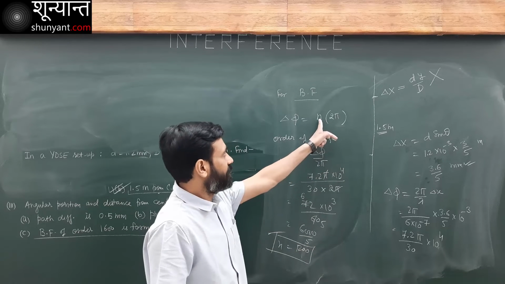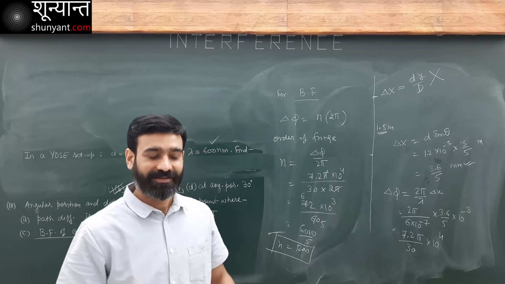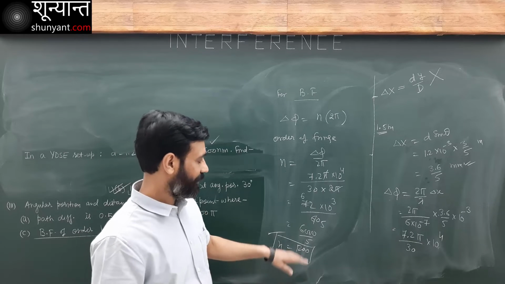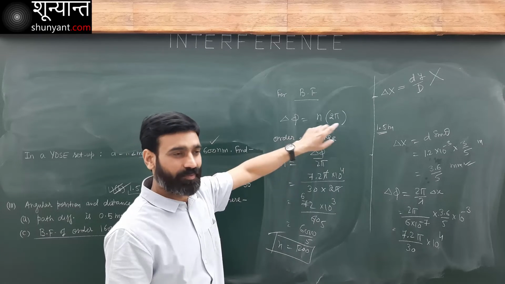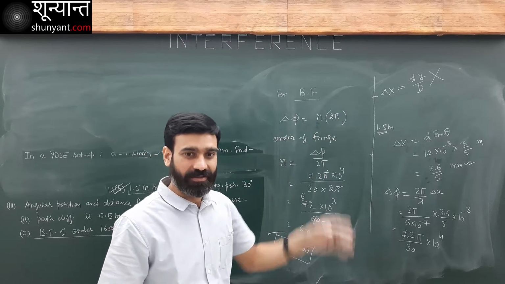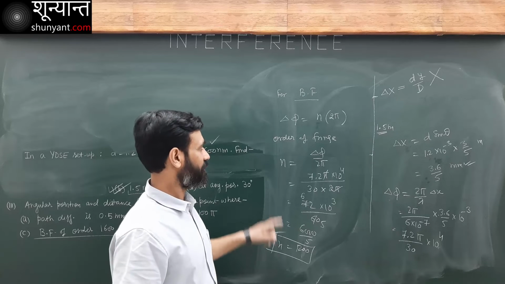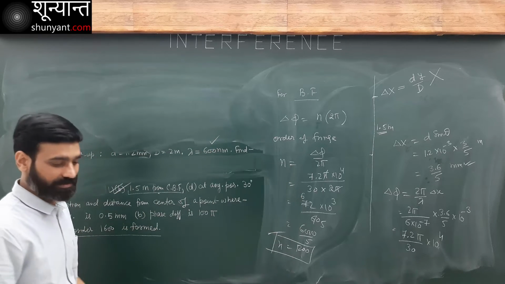Okay, it is an integer. That means it is a bright fringe. This n here is an integer; even or odd does not matter. It means integer, that's it. So it becomes a bright fringe. So here also I am going to get a bright fringe.